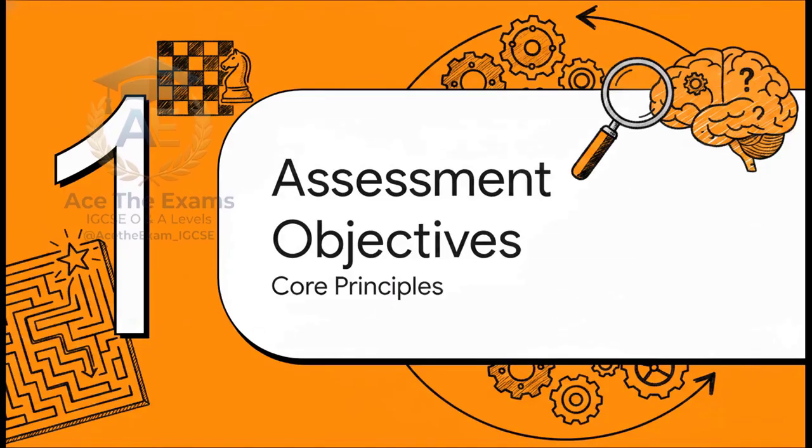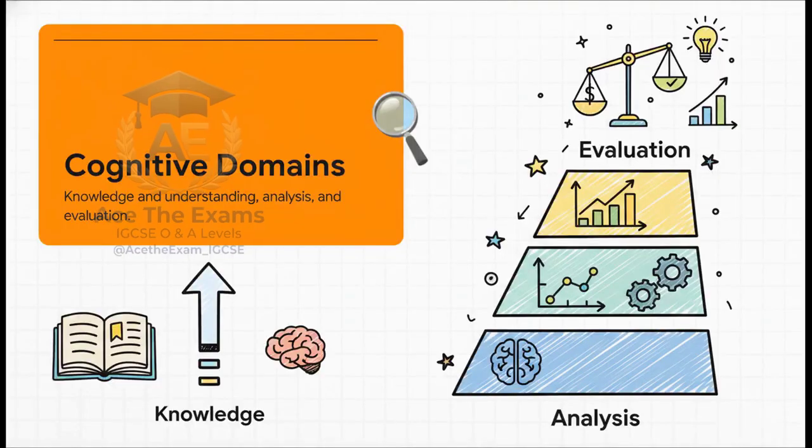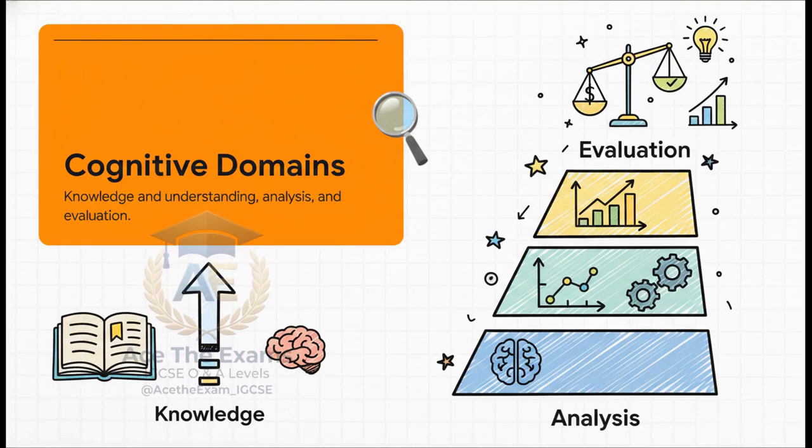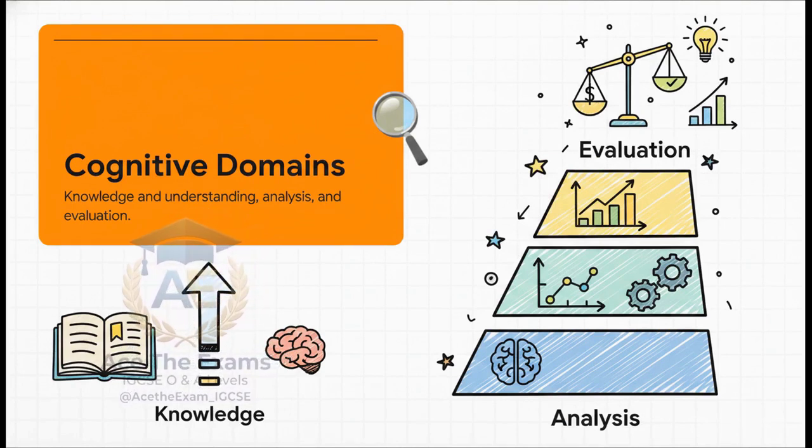Core assessment objectives. To beat the exam, we must first understand the exact architecture of how you're being graded. Here is the theoretical architecture of the exam itself. Every single question you face is targeting one or more of these 3 distinct cognitive domains, also known as assessment objectives. First, we have knowledge and understanding, or AO1. This is your absolute baseline. It's where you accurately define concepts or state a formula.